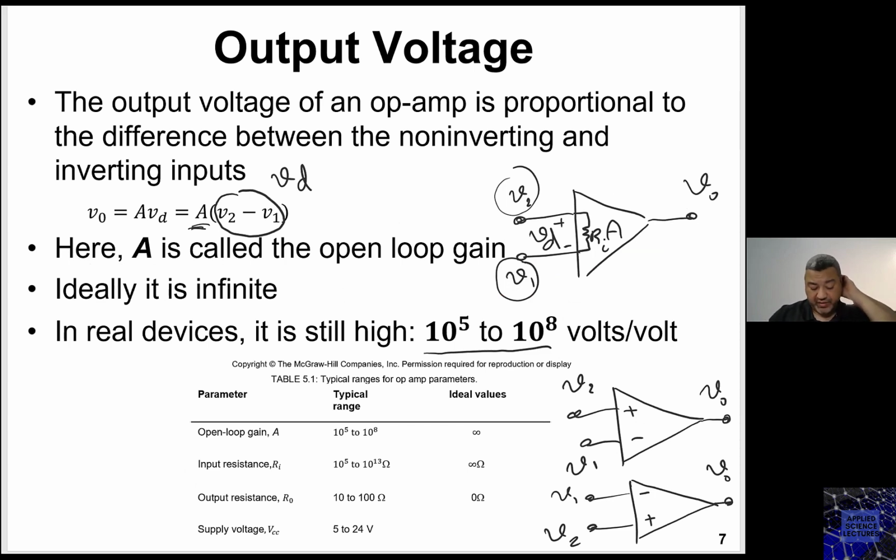As I said, ideally we will treat this gain as an infinite gain. We will treat this input impedance also as infinite resistance, infinite ohms. The output resistance as 0 ohm. This is ideally. Practically, no. You can see the ranges for the gain, for the input resistance, and for the output resistance.